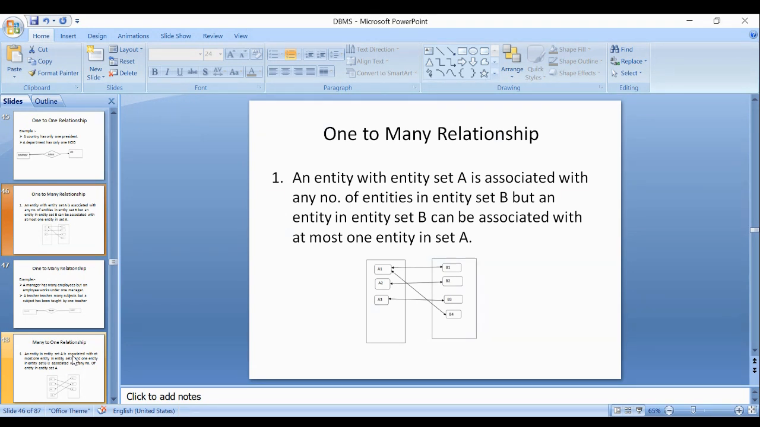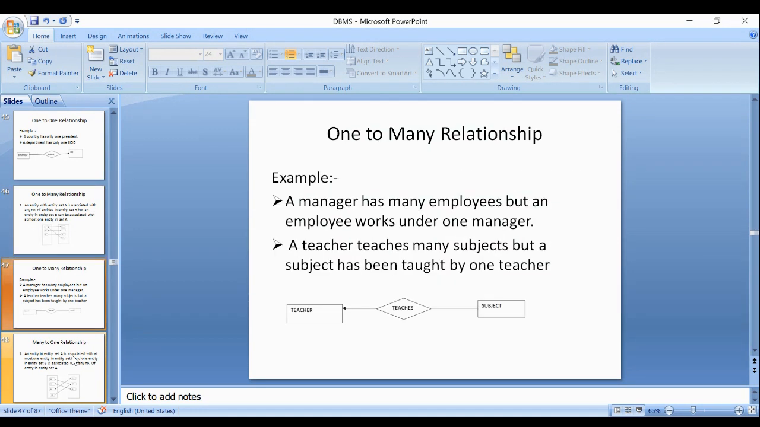Now coming to the second one, that is one to many relationship. An entity set A is associated with any number of entities in entity set B, but an entity in entity set B can be associated with at most one entity in set A. Examples of one to many relationship are: a manager has many employees but an employee works under one manager. A teacher teaches many subjects but a subject is taught by one teacher.